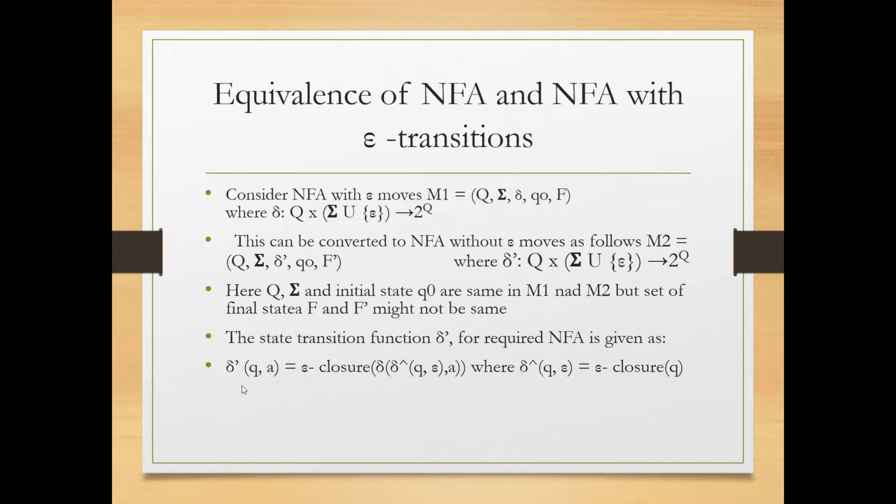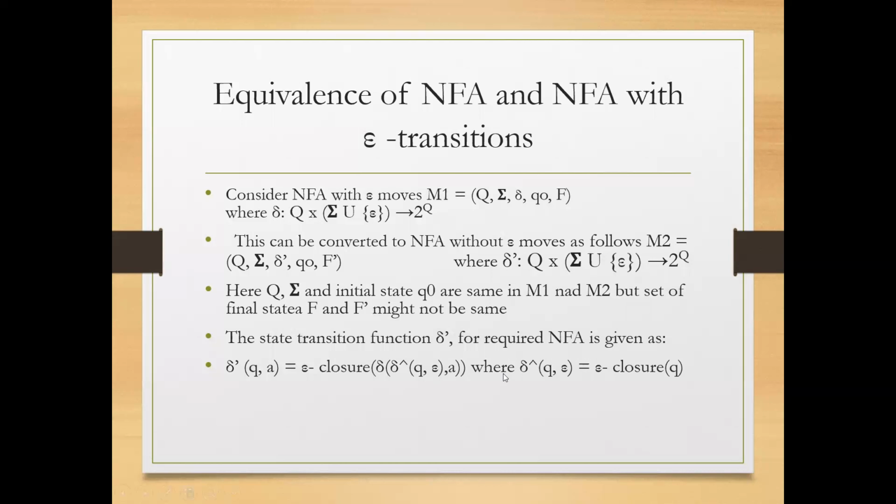So delta dash is represented here. If you have some state Q in the resultant NFA, and A is the input symbol given to it, then how do you convert this state to an NFA without epsilon transition? For that, you have to use this formula. Inside the epsilon closure, you find the epsilon closure of Q on epsilon moves, and to whatever is the output, you give A as the input. Whatever output you get, you have to find the epsilon closure of that.